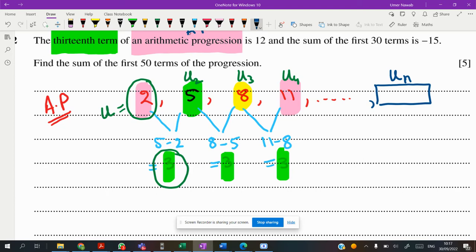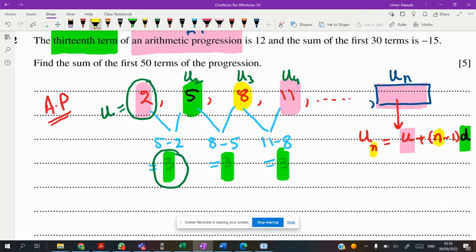Some people call it the general term, or the nth term, or I call it the formula of a sequence. So the formula of a sequence has a special formula: Un equals u plus n minus 1 d. So guys, you can see u is the first term and d is the common difference, and n is the position number of the sequence.